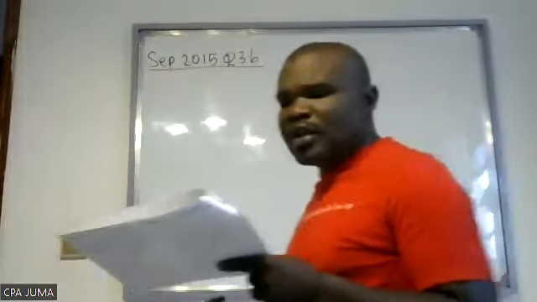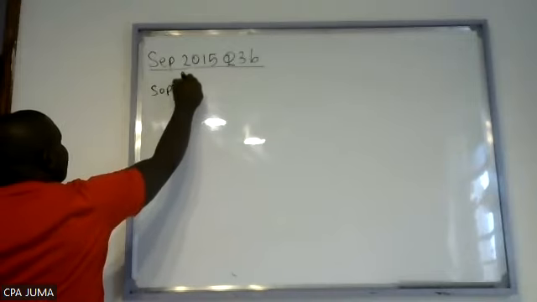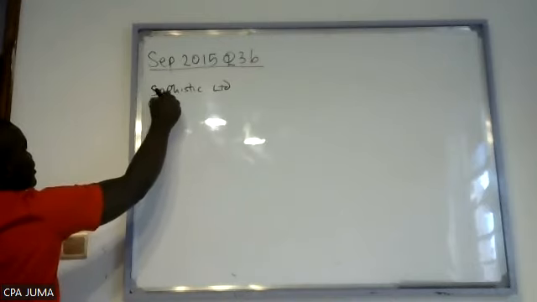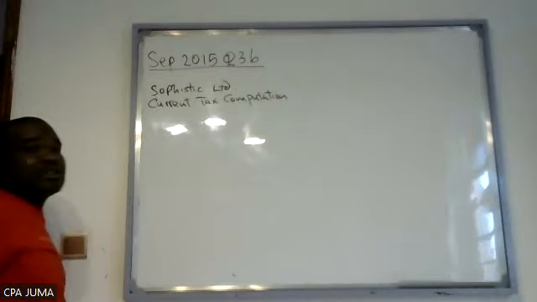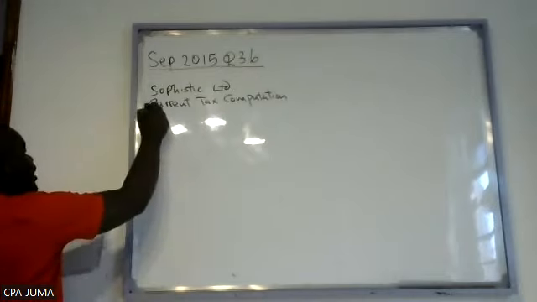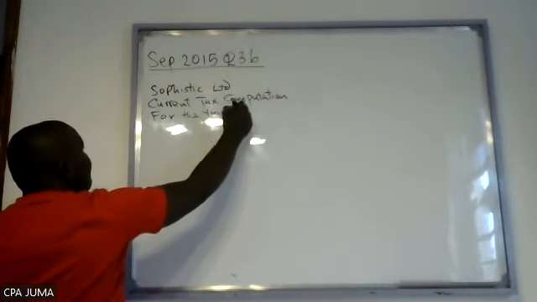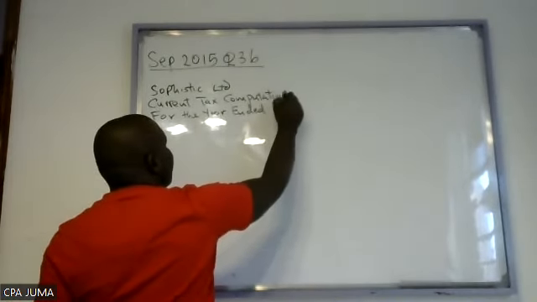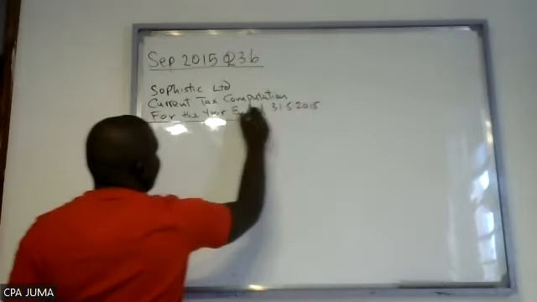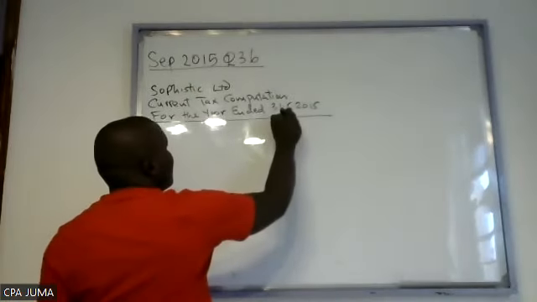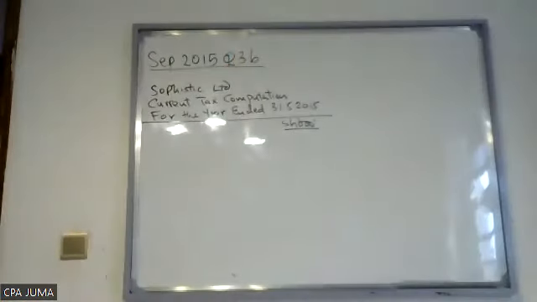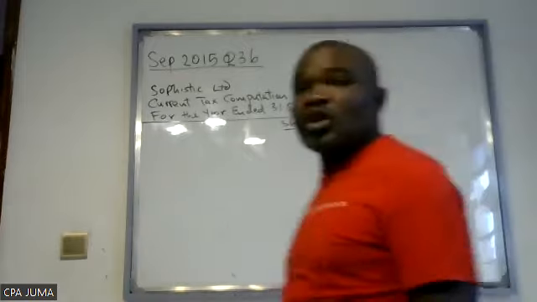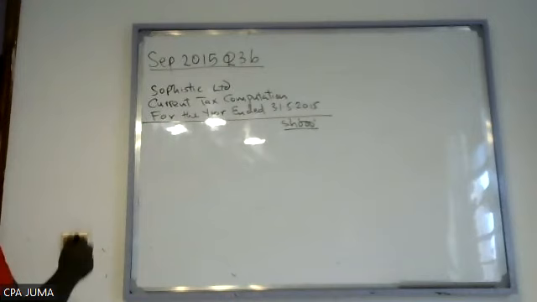So in fact, let's start immediately. Sophistic Limited, current tax computation for the year ended 31st May 2015. So, accounting profit.